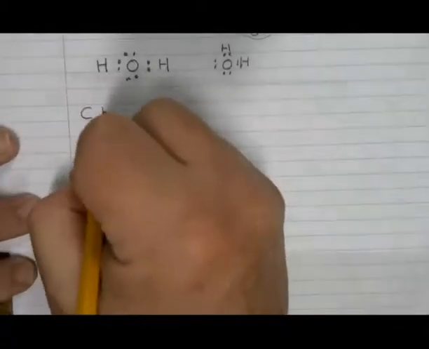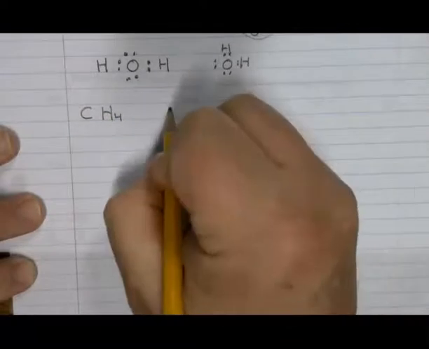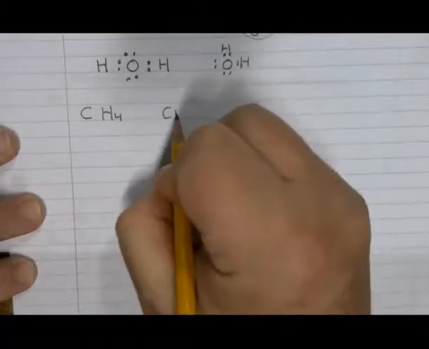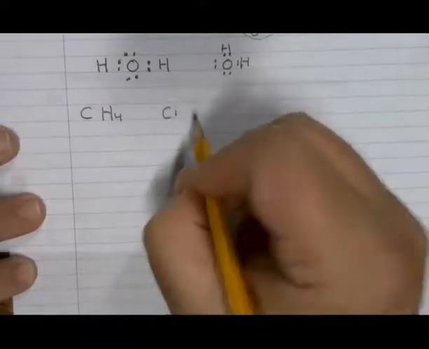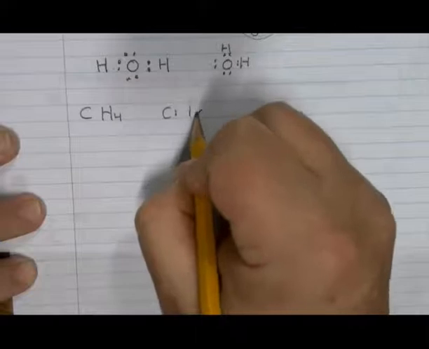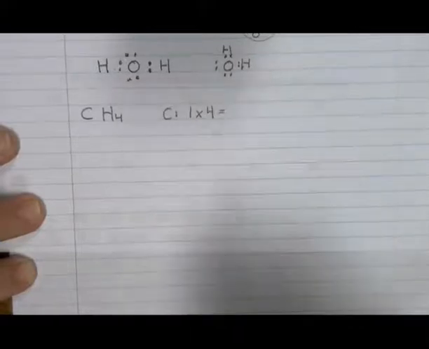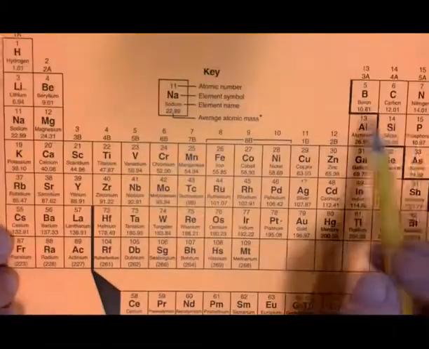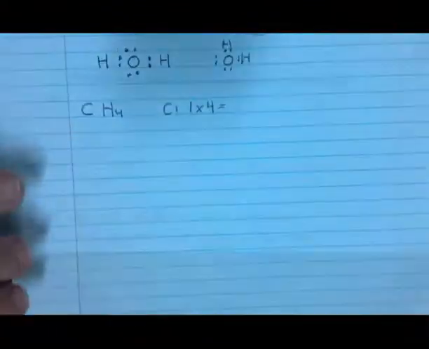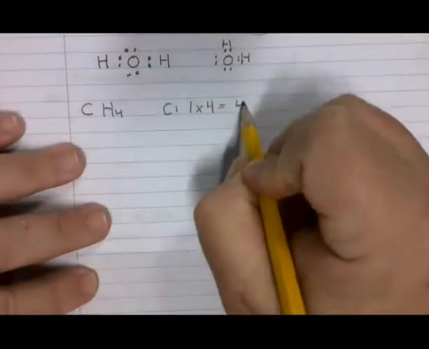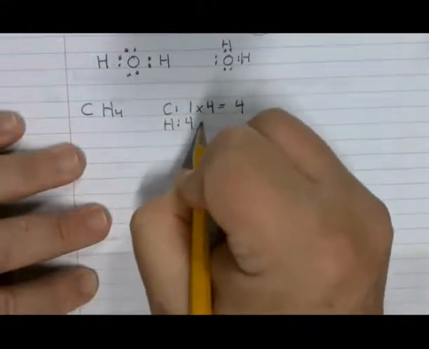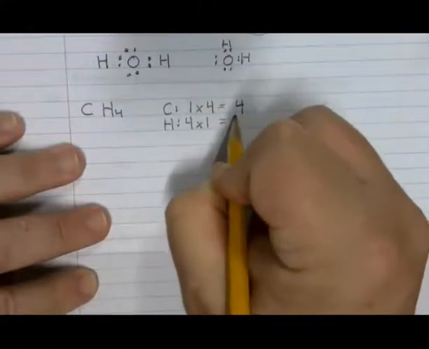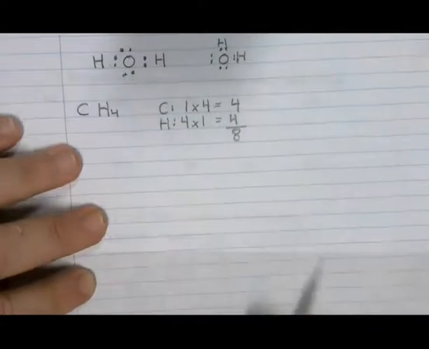Now we have CH4. Again, we have to count valence electrons. So carbon has, by the way, this is a colon, not a valence electron, so they kind of look the same. We have 1 carbon times 4 electrons, and again, where did you get that? You came over here, and you said 1, 2, 3, 4th element over in the second row, so that's going to be 4, and hydrogen is going to be 4 times 1 equals 4. So you have a total of 8 valence electrons again.